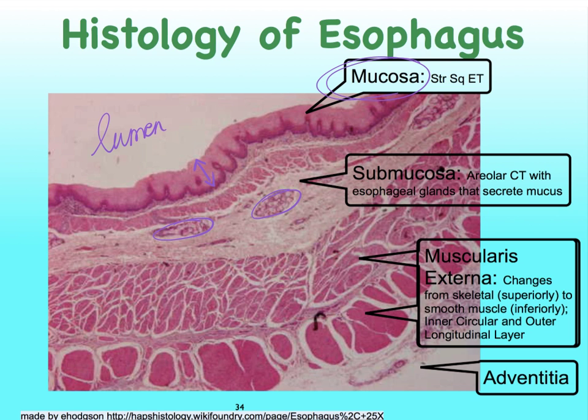Closer to the pharynx, we're going to see much more skeletal muscle tissue, while as we descend down towards the stomach, we tend to see more smooth muscle. Remember that the esophagus is not located in the abdominal pelvic cavity, certainly not in the peritoneal cavity, so it's only going to be covered with adventitia.